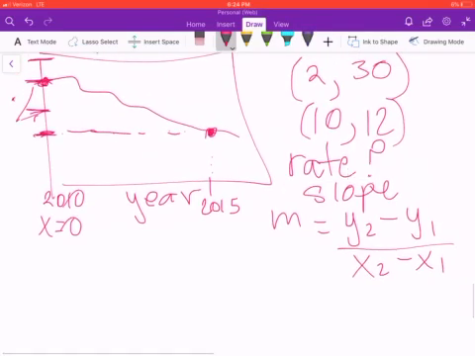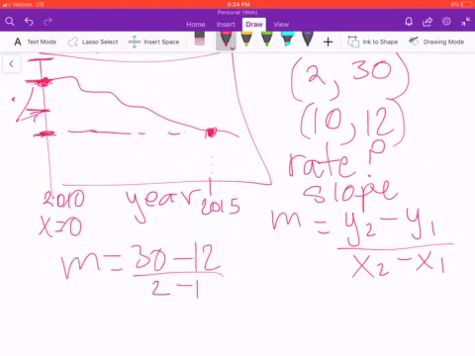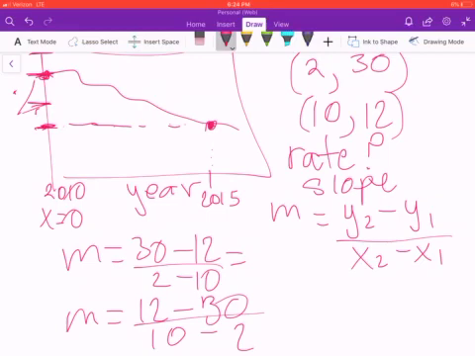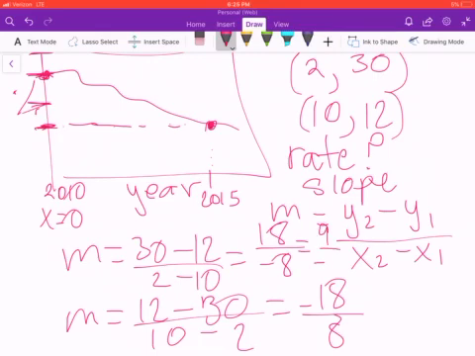In this case, if I take my 2 y values, it will be 30 minus 12, and then 2 minus 10. Or I could say 12 minus 30, and then 10 minus 2. Either way would be correct. In this case it will be 18 divided by negative 8, and for this one, negative 18 divided by positive 8. If we reduce, it will be 9 divided by negative 4, or negative 9 divided by 4. Remember, you can have the negative on the bottom or the top, but not both.